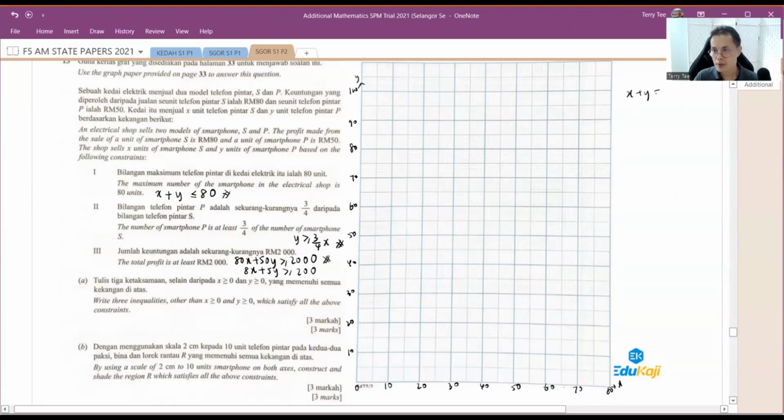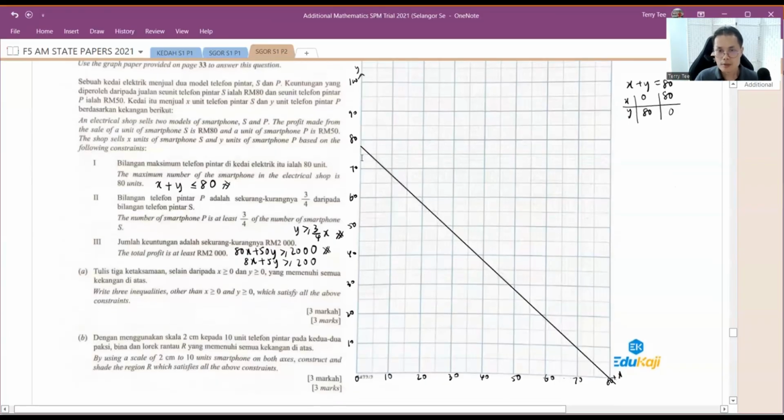So the first one is x plus y equals 80. Very simple. To draw a straight line, we need 2 points. So I'm going to use x is 0, y is 80, right? Imagine when x is 0, sub inside here, y is 80. When y is 0, x is also 80. So this will be a straight line. Let me draw here, 80, 80 here. Let me adjust this, yeah? So it has to go like this, okay? So this line is x plus y equals 80.